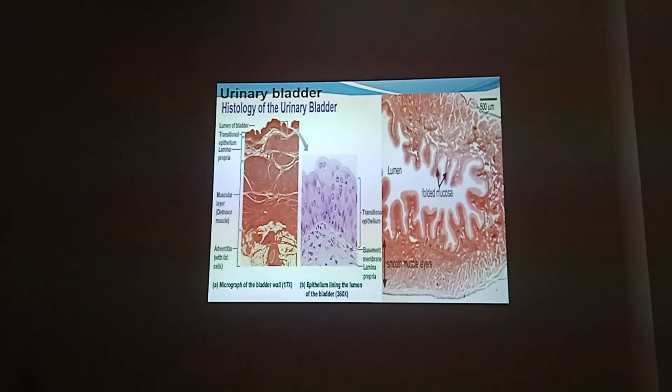This is the urinary bladder. CPU: here is the cuboidal cell, this whole is the transitional epithelium. This is the cuboidal cell, here is the pyramidal cell, here you can see the binucleated umbrella cells. And these are the muscle layer and this is the adventitia. Very peculiar mucosal folds: the mucosa in the urinary bladder is highly folded.